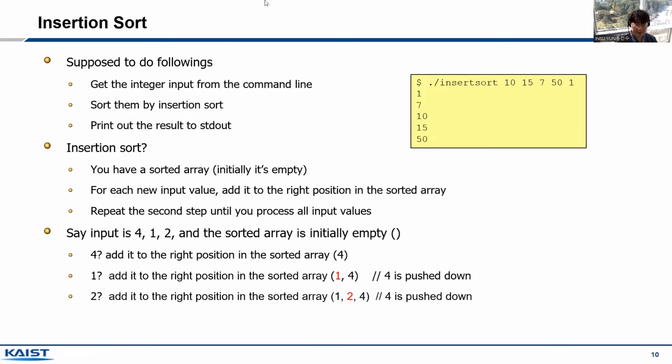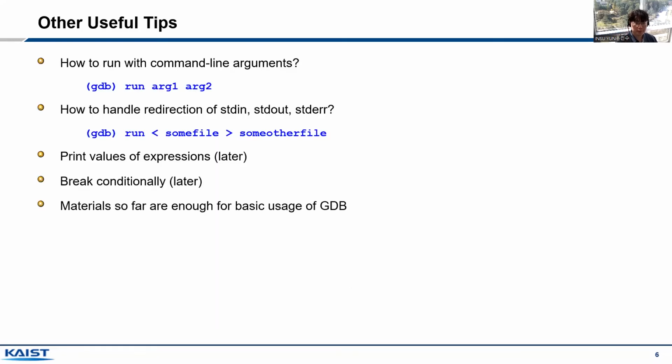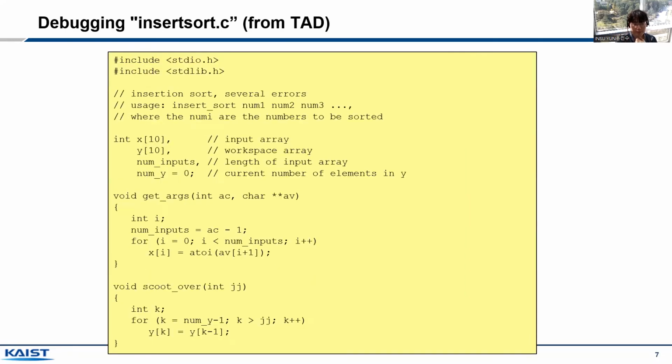Okay, so this is what this program does. Let me see how we implemented it initially. We want to see our initial implementation for this insertion sort. So here is the function. We include the headers, and we have 4 global variables: x, y, num_inputs, and num_y. So we have these 4 variables.